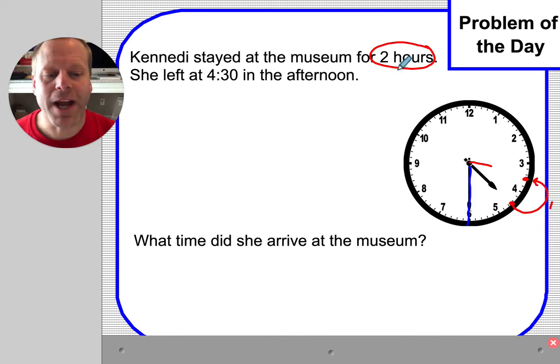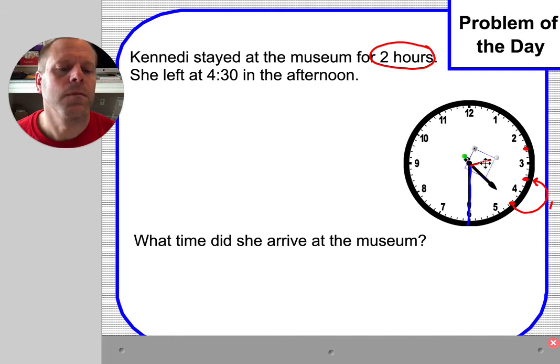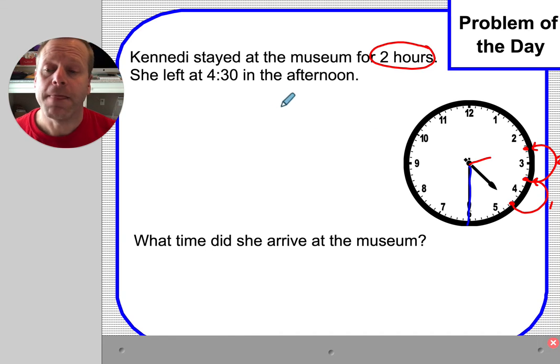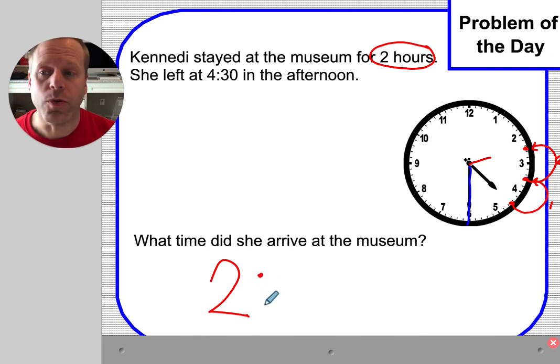But they didn't say 1 hour. We need to jump back more. Another hour back. So I'm going to change the hand again. Okay, and I'm going to illustrate another jump from here to there. 2. So 2 hours back on the clock won't be 4:30. It will be 2:30.